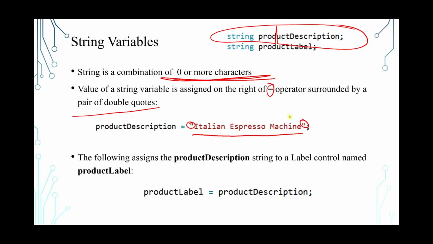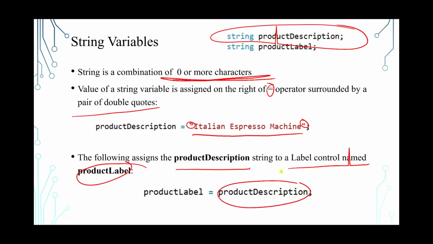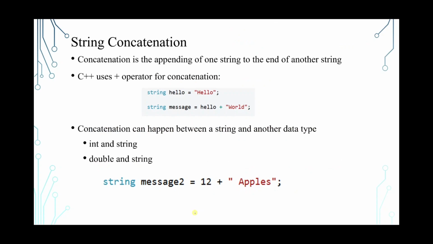a pair of double quotes. So the following assigns the value in the product description to a label control named product label. So you basically retrieve the value from the memory, which is this value, and store it in product label. So you basically duplicate the value. So string concatenation. Concatenation is the appending of one string to the end of another string. So C++ uses the plus operator for concatenation if you're using strings.